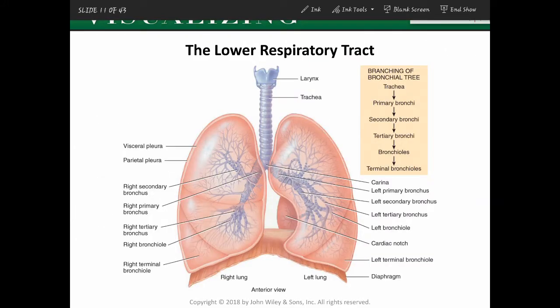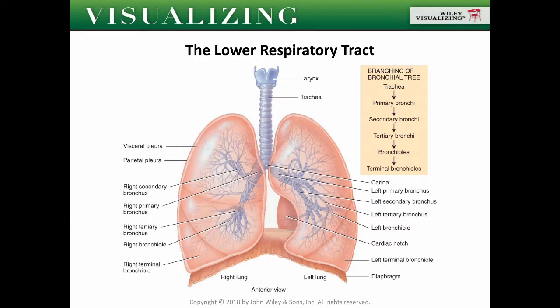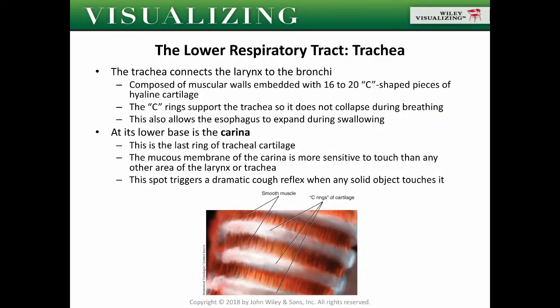Here is an image of your lower respiratory tract. As you can see, again, the larynx is the dividing region. We have the trachea, and of course, these are the bronchi. So we have the primary bronchi. The trachea divides into the primary bronchi, the secondary, and so on. Now, this is called the bronchial tree because it resembles the branches of a tree, as the passageway branches out.